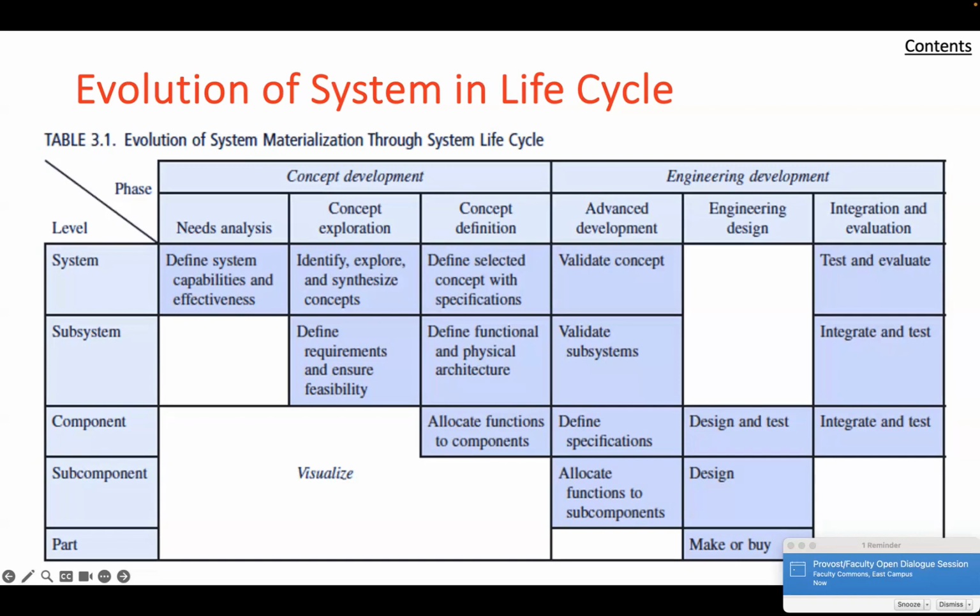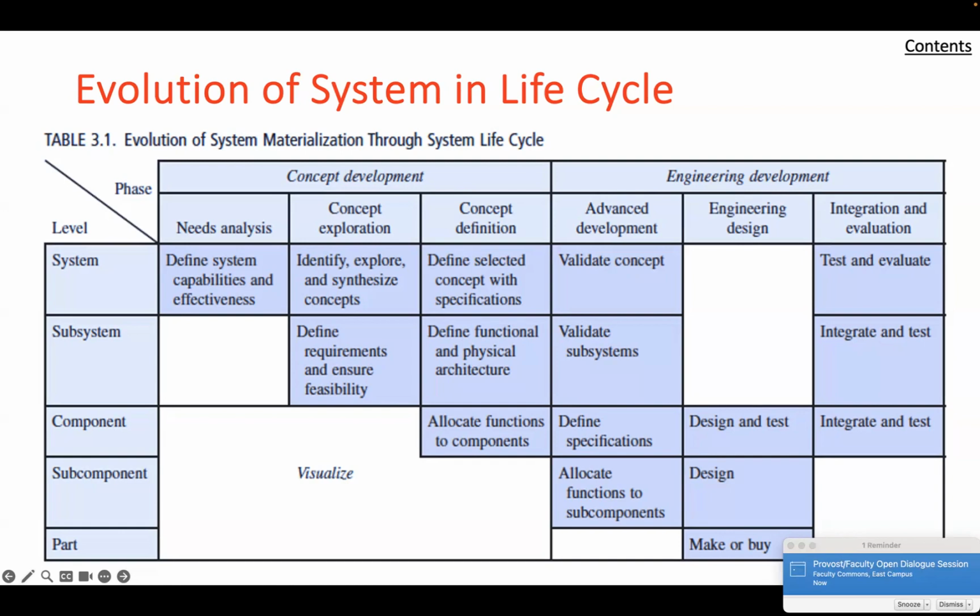In the integration and evaluation phase, the materialization process takes place in a distinctly different way, namely in terms of materialization of an integrated and validated operational system from its individual building blocks.